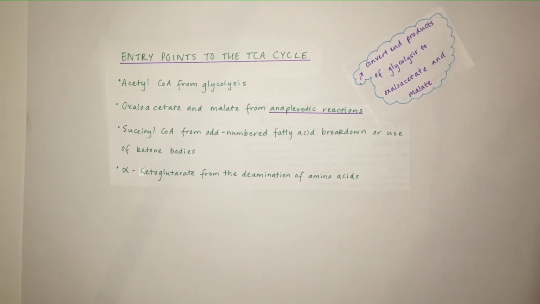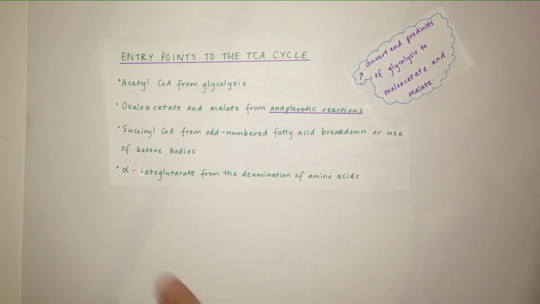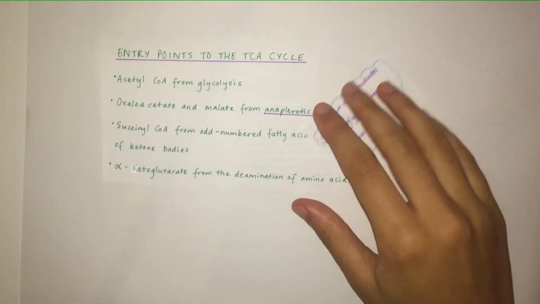Succinyl-CoA can come from odd-numbered fatty acid breakdown, so I have a video on that, or from the use of ketone bodies. So I also have a video on ketone bodies. I don't really show in that video where the succinyl-CoA comes in, but just know that ketone bodies can be converted to succinyl-CoA and enter the TCA cycle. Also, alpha-ketoglutarate can come from the deamination of amino acids, and we'll talk about that in a bit more detail when we look at the urea cycle.